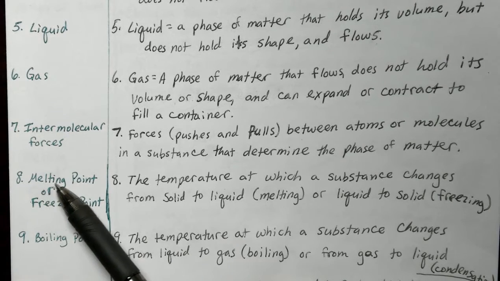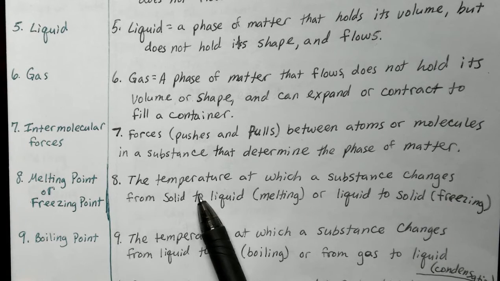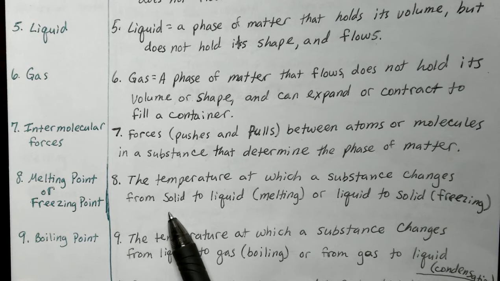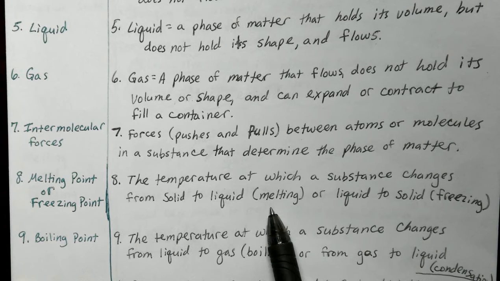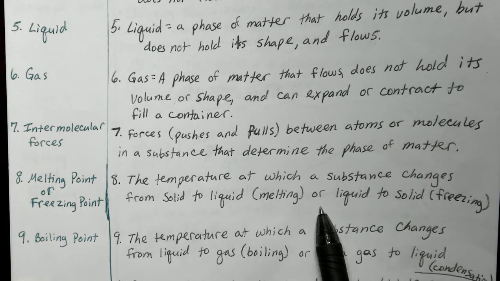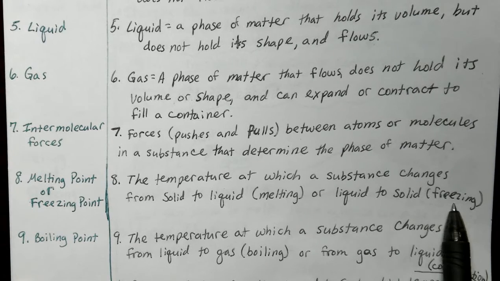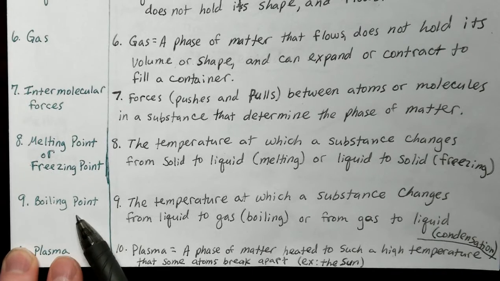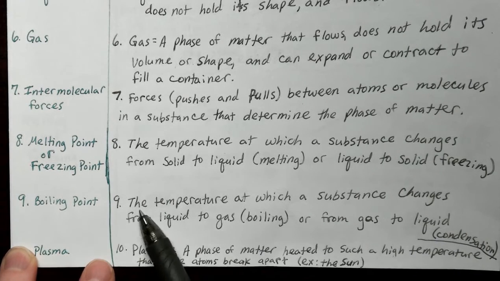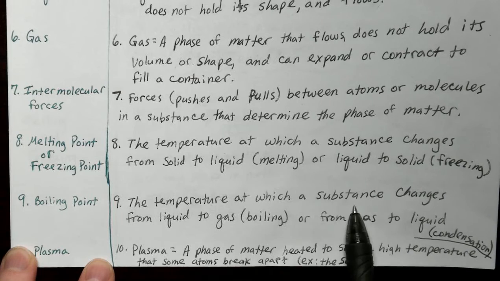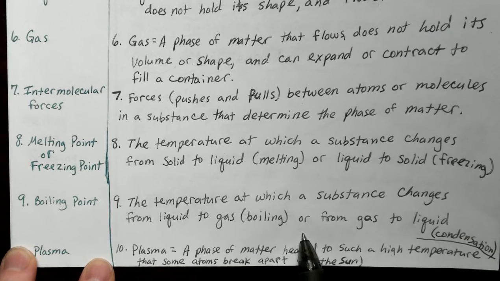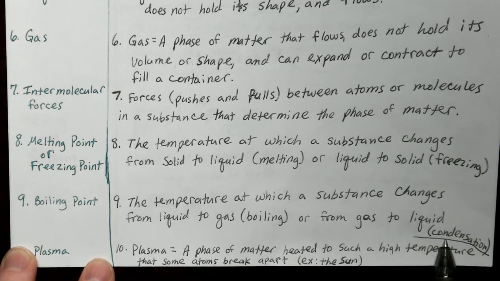Number 8, melting point or freezing point. This is the temperature at which a substance, a thing, changes from solid to liquid, which is melting, or from a liquid to a solid. That's called freezing. Number 9, boiling point. The temperature at which a substance changes from liquid to gas, that's called boiling, or from a gas to liquid, that's condensation.